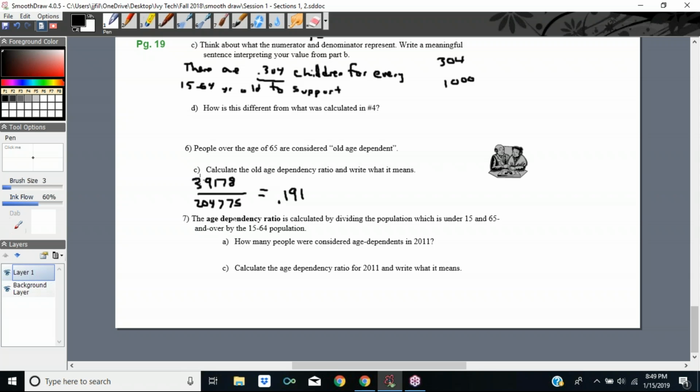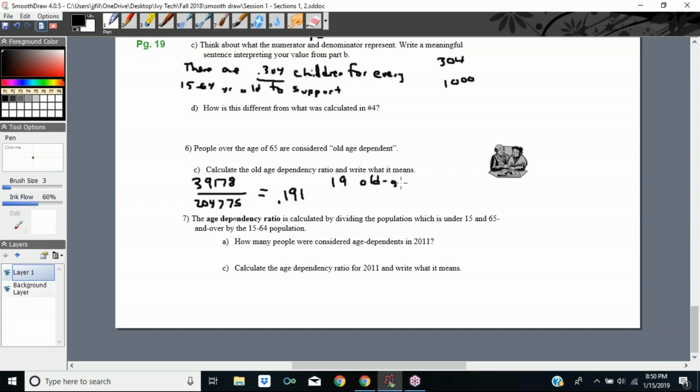So this is the old age dependence. We would say there are 0.191 old age dependents for every worker, or we could say there are about 19 old age dependents.